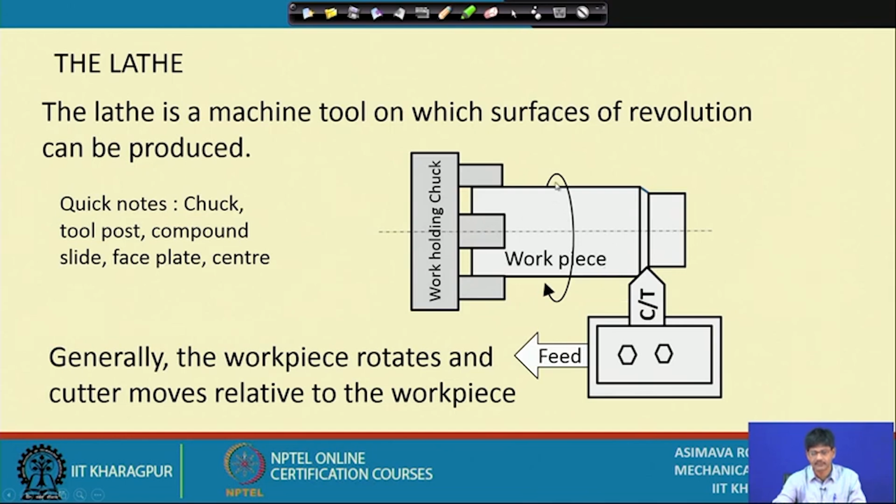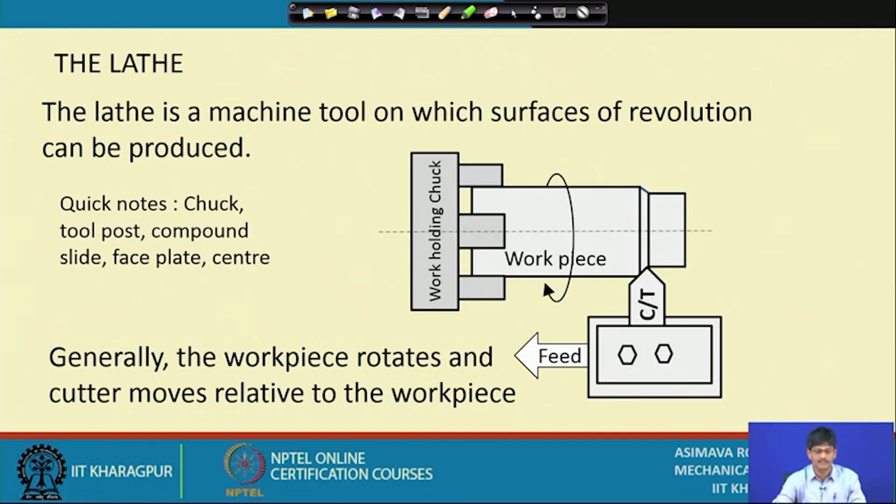As you can see, the workpiece is given a rotary motion, and the cutting tool is given a longitudinal motion parallel to the axis of rotation of the workpiece. It might be given different types of motion. This is the typical motion, which is called straight turning, in which the cutter moves parallel to the axis of the workpiece, and in that case it produces another, smaller cylinder. The workpiece is being held on a work holding device called a chuck.